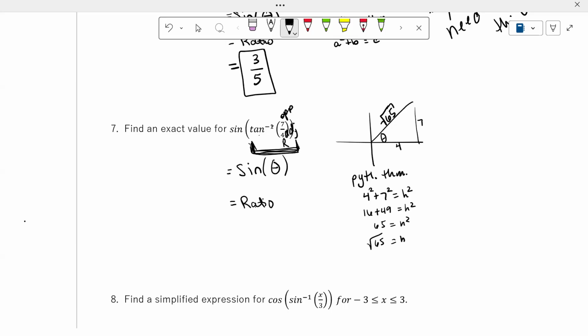So that returns that angle, theta. Now I need to find the sine of theta. Sine of theta is opposite over hypotenuse. And if I rationalize it, there's my answer. We did not need to know theta here either.